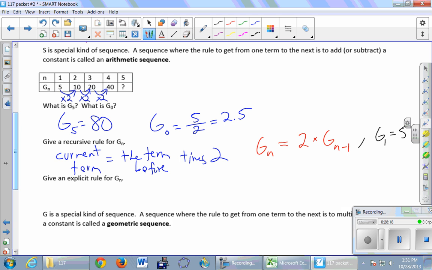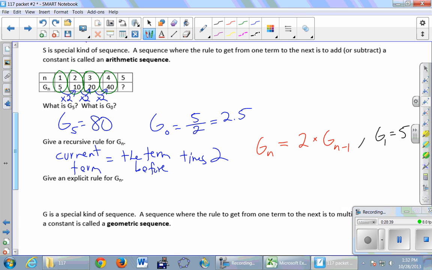Okay, the explicit rule. For the explicit rule, you don't get to look left and right. You don't get information about the previous term if you want an explicit rule. So what are we going to circle here to really try to find a different pattern? We'll circle 1 and 5, 2 and 10. That's where we're trying to find a pattern.